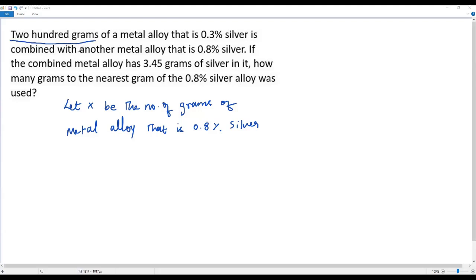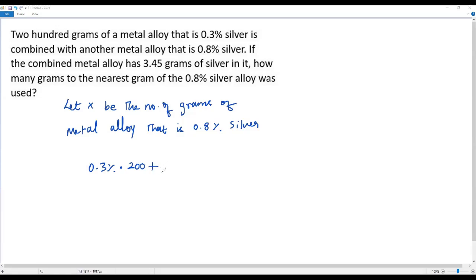In this 200 grams of metal alloy, 0.3% is silver. So to find the amount of silver in this 200 grams of metal alloy, I have to multiply the weight, 200 grams, by the percentage of silver. So let me multiply 0.3 percent times 200. This gives me the amount of silver in the first alloy whose weight is 200 grams.